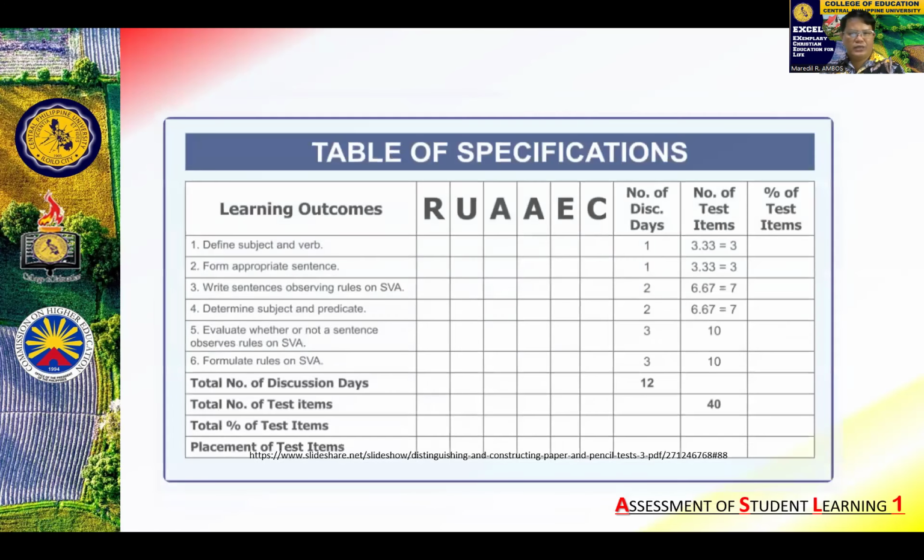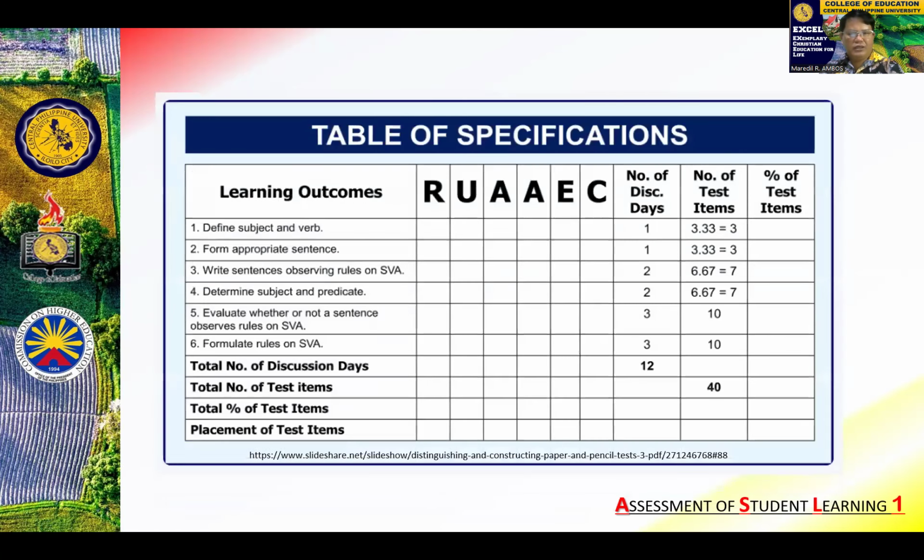That's the first. The second is we have to compute the number of test items. So the same, you have the number of recitation days or discussion days over the total number of recitation days. So you have 1 over 12 times the total number of items, which is 40. So the answer is 3.